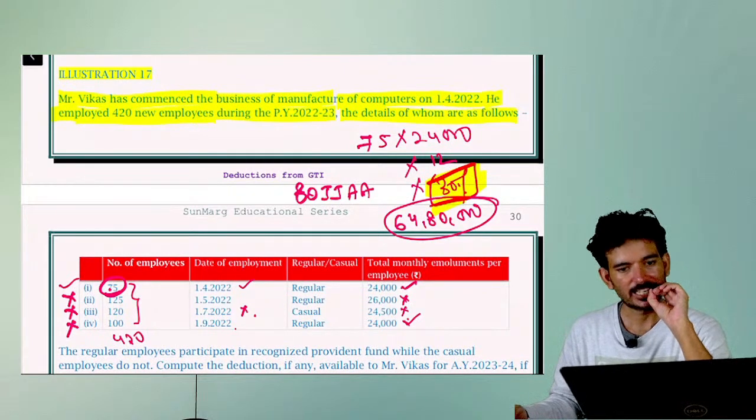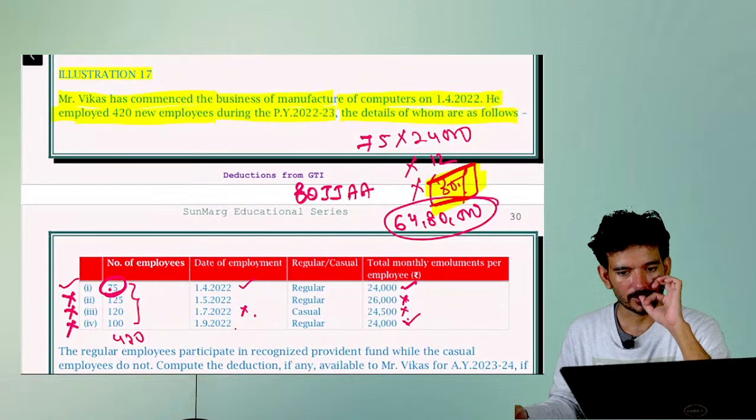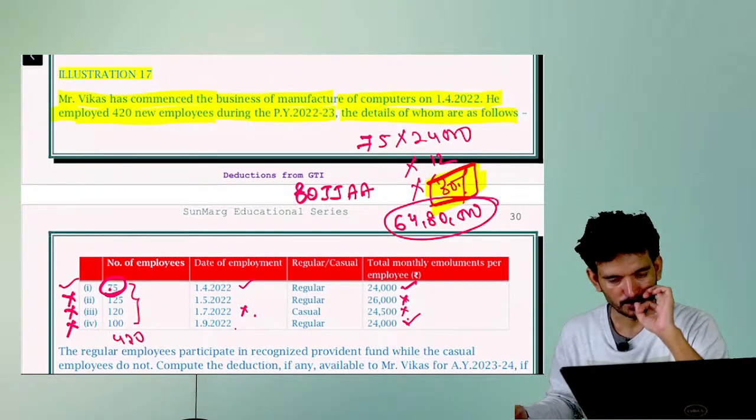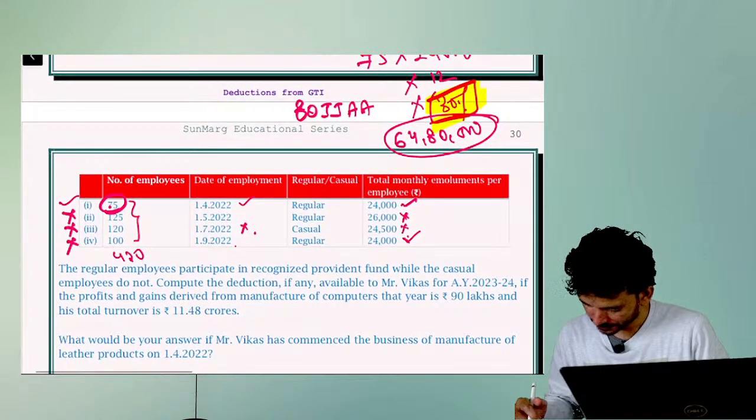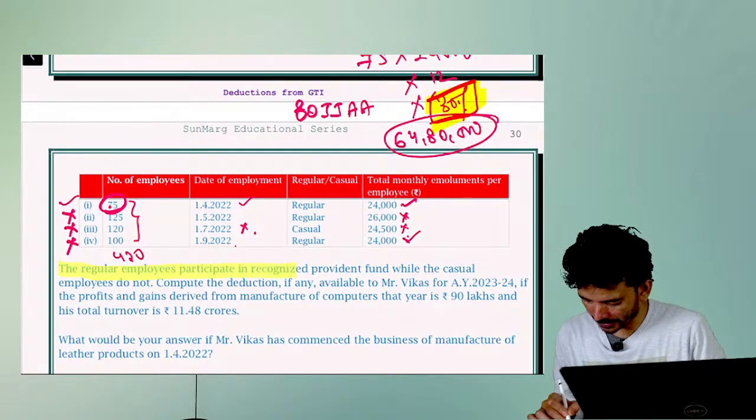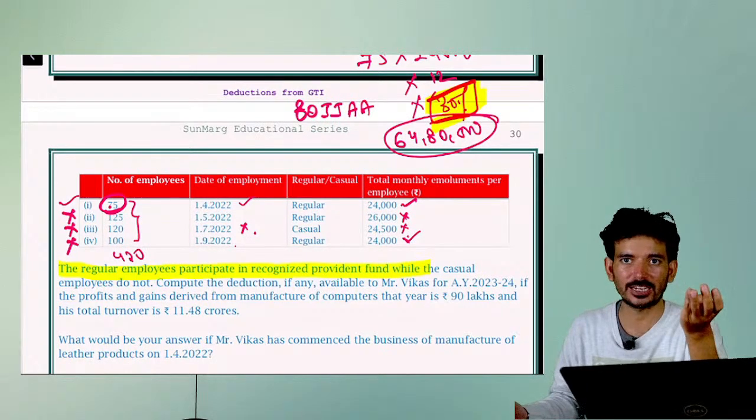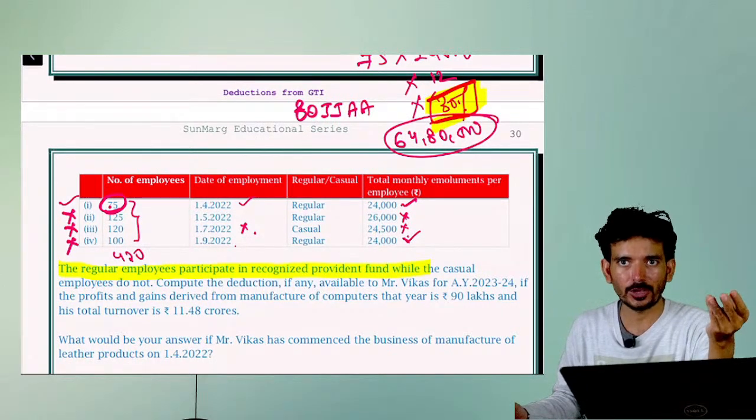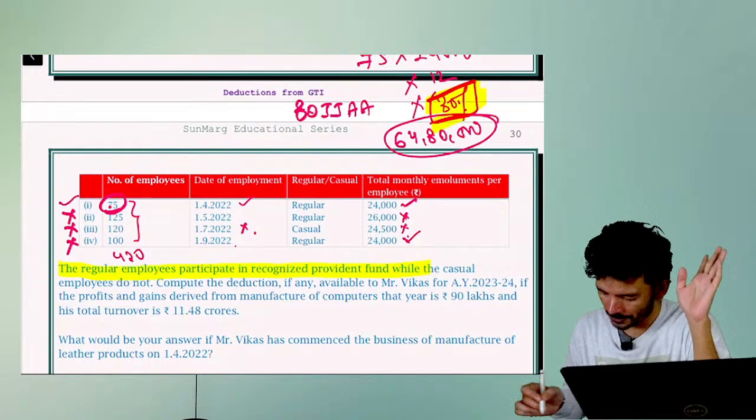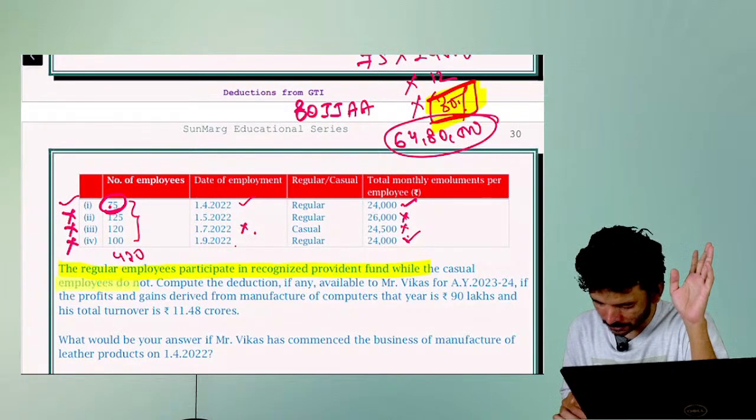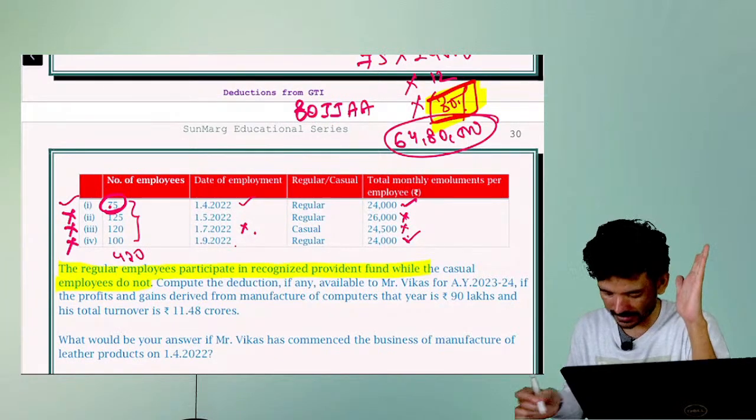Okay, Raju. So now it is clear, right? Now the question is, the regular employees participated in the recognized provident fund. One of the conditions is that they should be regular employees, and casual employees do not. That is the reason why casual employees were not considered.